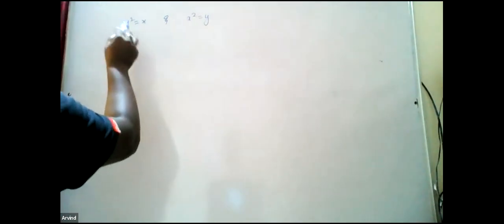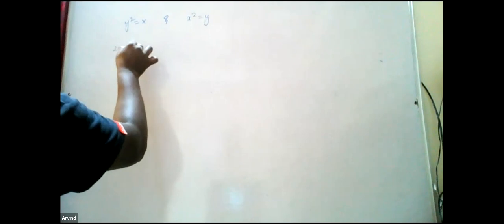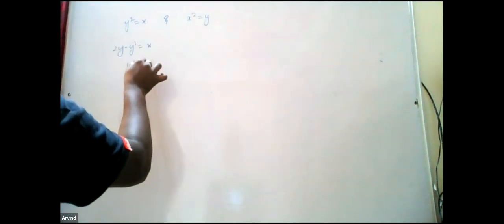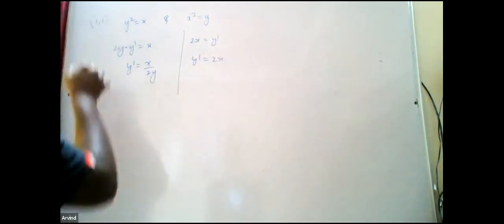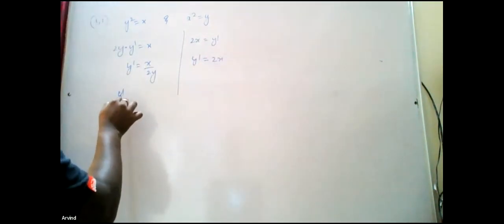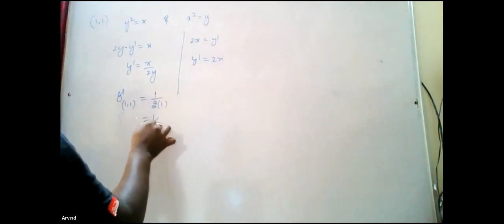So let's find slope for this. So differentiated 2y into y dash is equal to x. Therefore y dash is equal to x by 2y. Okay, and here let's differentiate it. You get 2x is equal to y dash. So y dash is equal to 2x. So at 1, 1 alva, slope ಕಂಡುಹಿಡಿಯೋಣ. Y dash at 1, 1 is equal to 1 divided by 2 into 1, which will become 1 by 2.